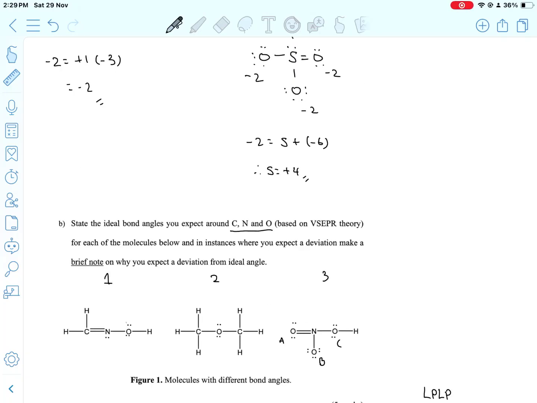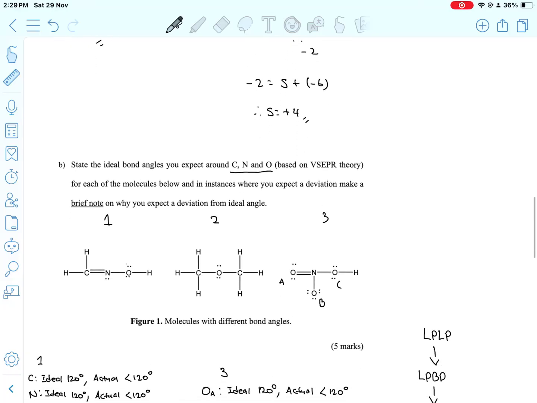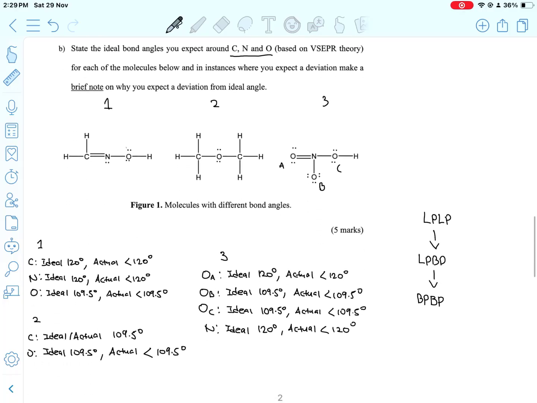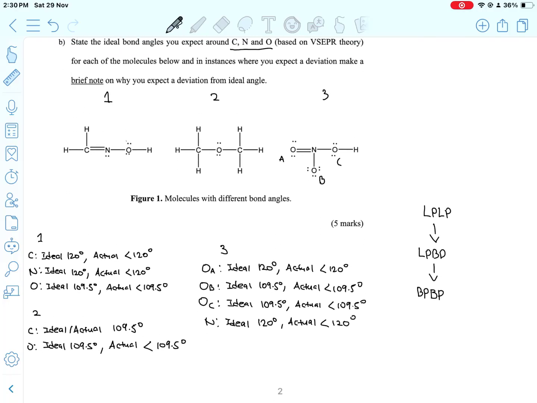Okay, so on to part B, where we're asked to find the ideal bond angles for carbon, nitrogen, and oxygen in the three molecules. I named them 1, 2, and 3, so it's easier for you to see. And something else you need to know is that lone pair repulsion is the strongest, followed by lone pair–bond pair, and then bond pair.